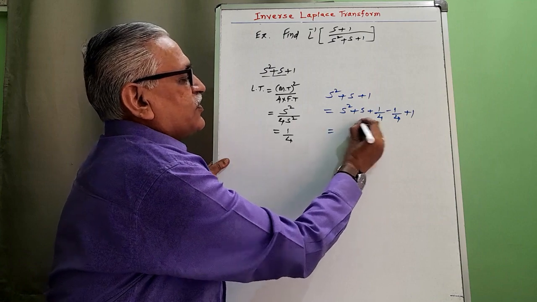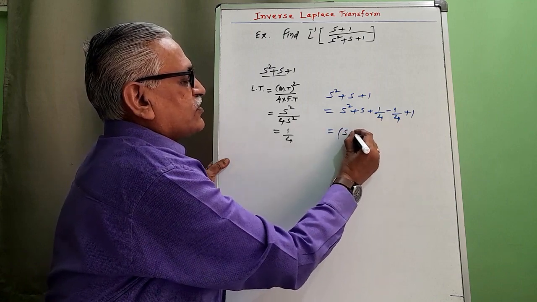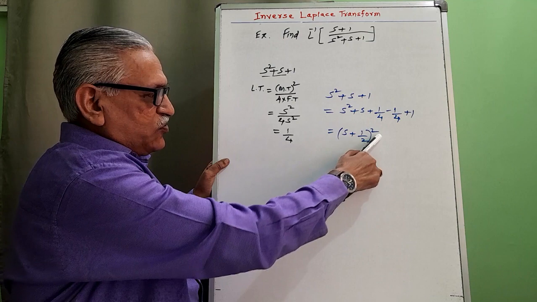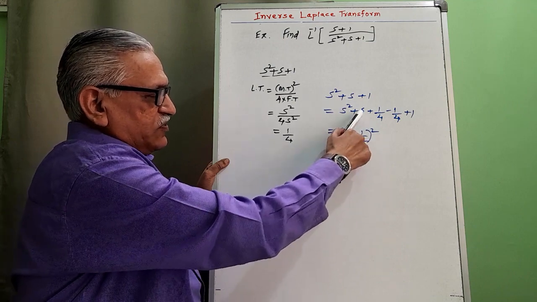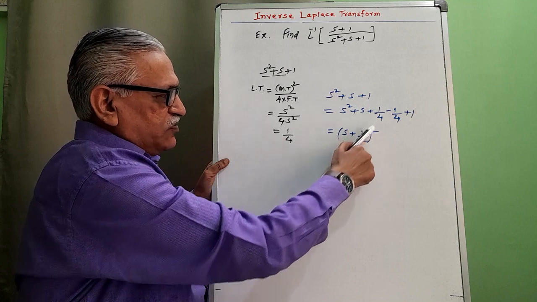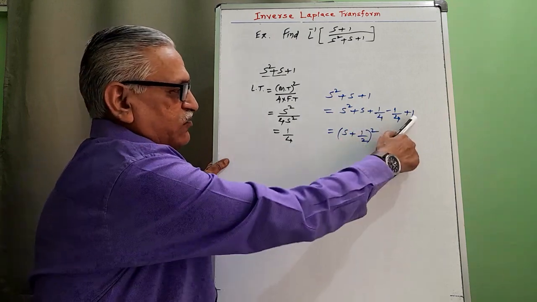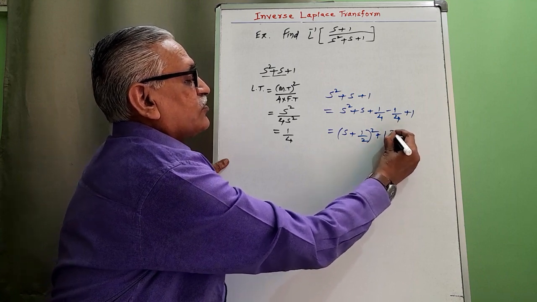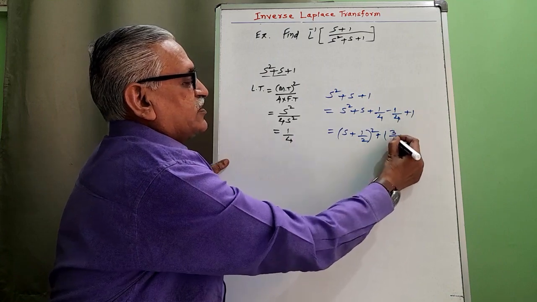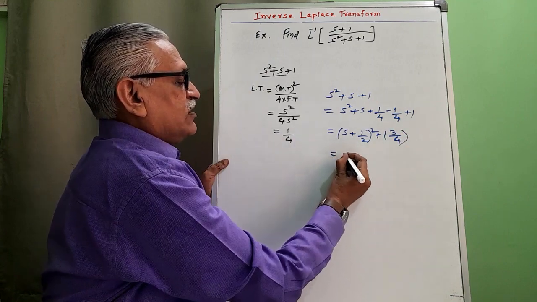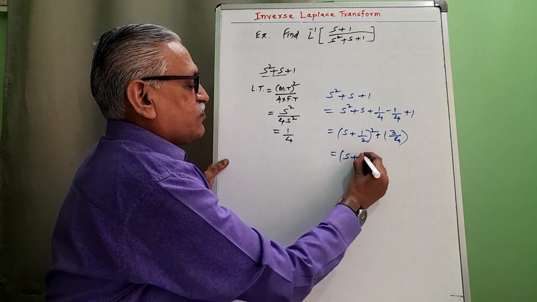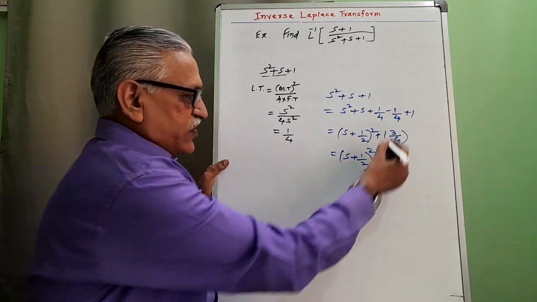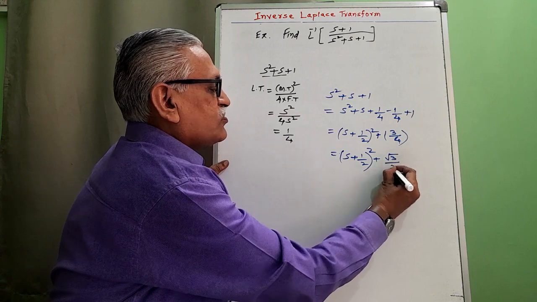Then if you consider first term, it is perfect square of s plus 1 by 2 whole square. If you expand it by a plus b whole square, s square, 2 times this we get s, and b square means 1 by 2 square is 1 by 4, and 1 minus 1 by 4, 4 minus 1, we get 3 by 4. This we can rewrite as s plus 1 by 2 whole square. Express this 3 by 4 in the form of a square. Therefore it is root 3 by 2 whole square.